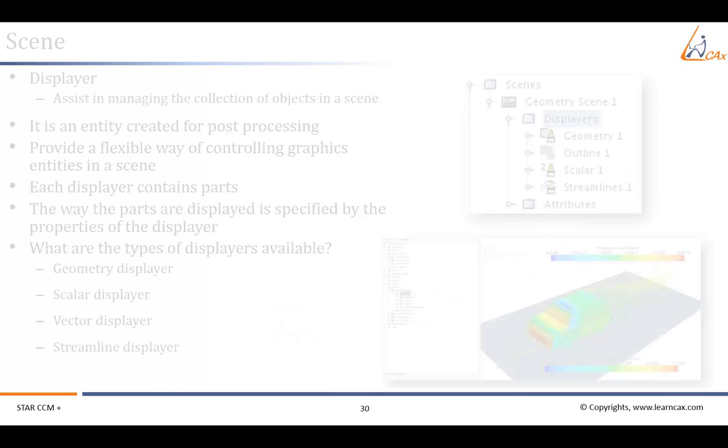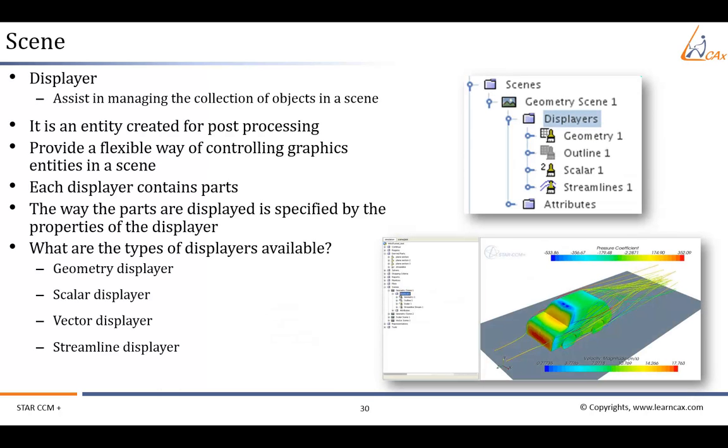To assist in managing the collection of objects in a scene, *CCM Plus provides another high-level object that is called a displayer. What does a displayer do? A displayer brings together parts and other attributes such as scalars, vectors, and surface properties. It will use these entities to produce graphics primitives which are displayed in the scene.